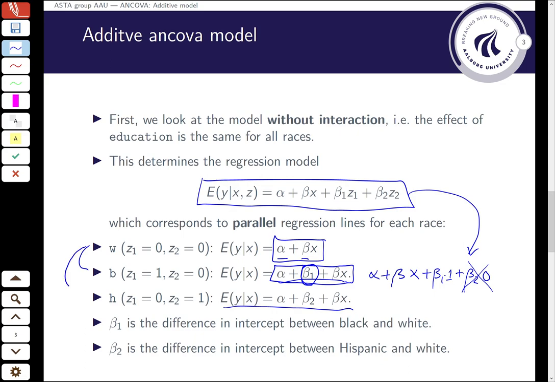And if we compare Hispanic and white, then there's only the beta 2 term that's different. So that's the interpretation of the parameters: beta is the slope of the variable x, that is, of the years of education. Alpha is the intercept, that's where everything starts when everything else is 0. And then beta 1 is the difference between the income of a white and a black, given the value of the education, and beta 2 is the difference from white to Hispanic.